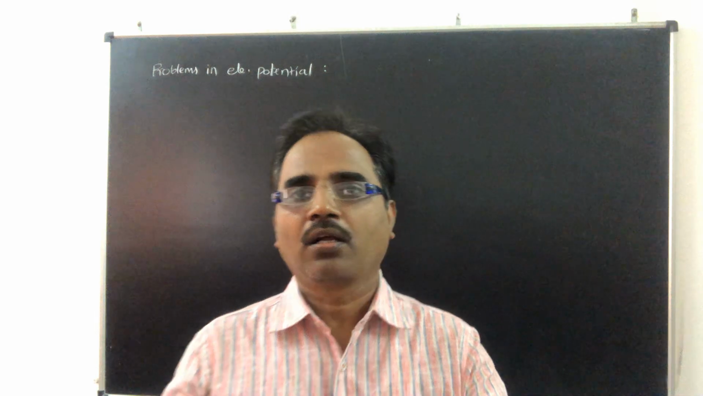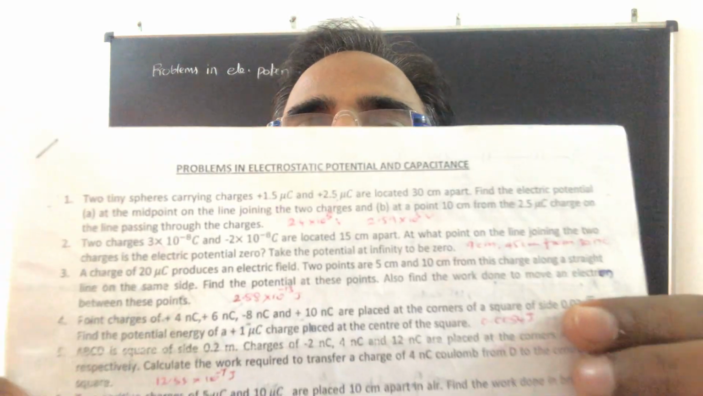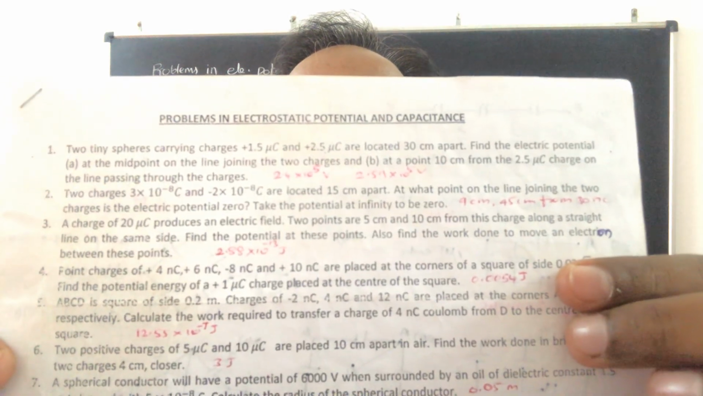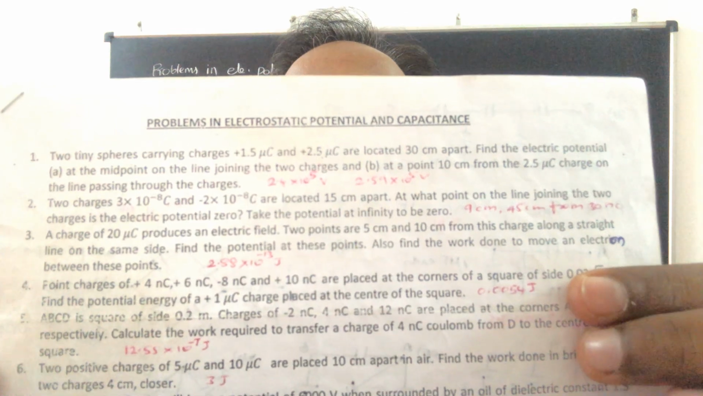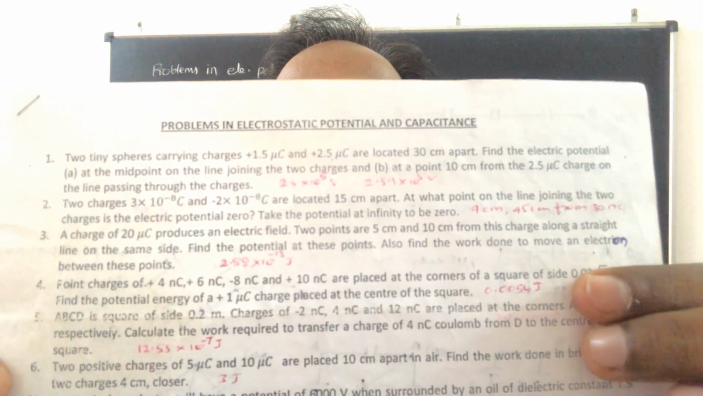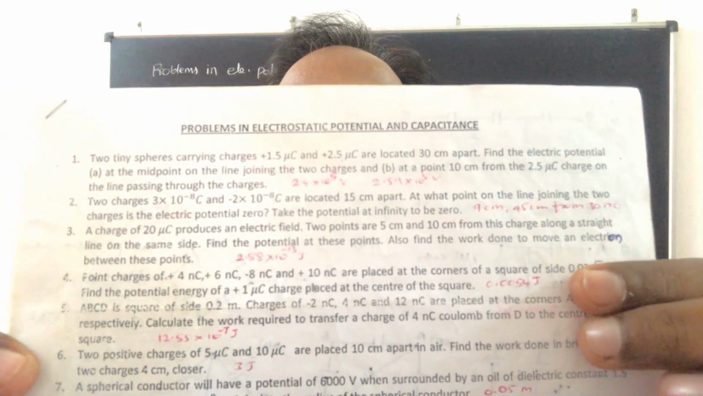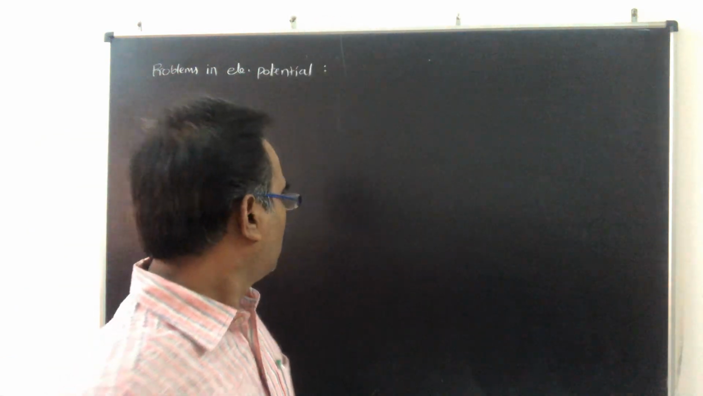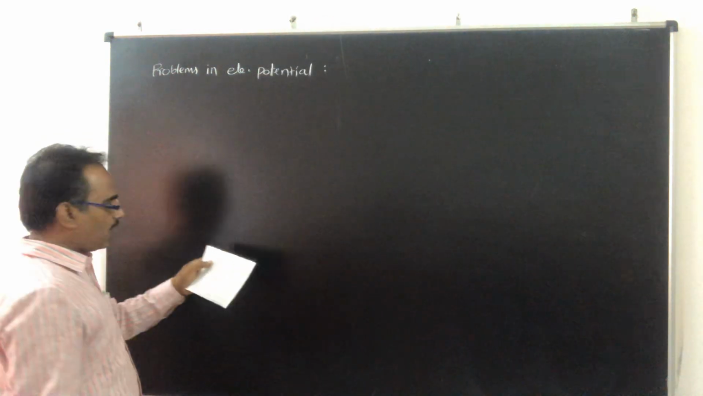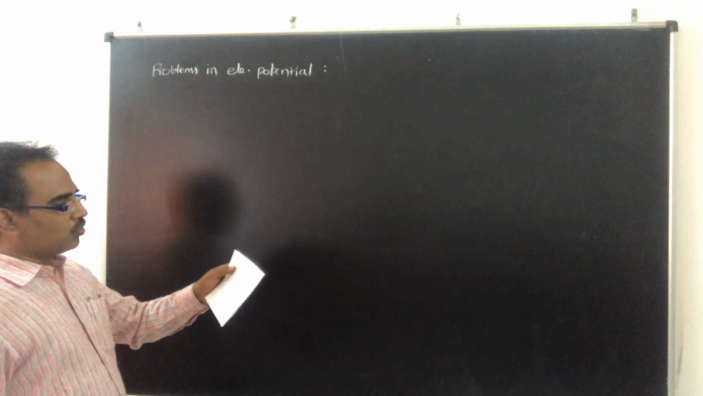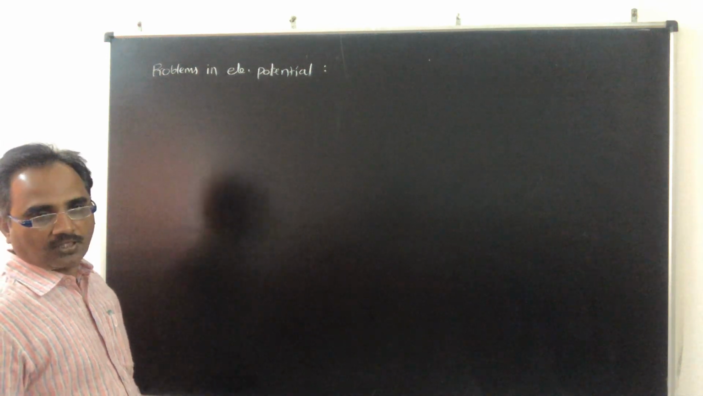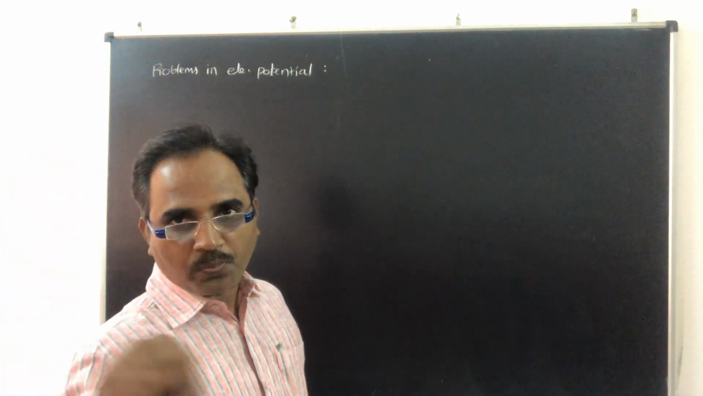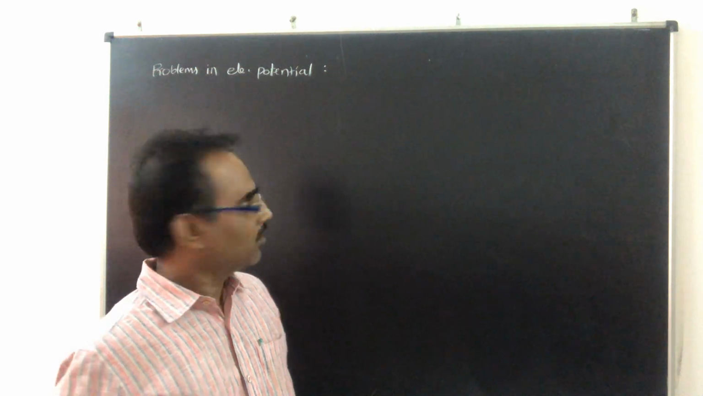You can read the problem here. First problem. Just pause the video and read the problem once and then try to solve it. So, according to the problem given here, there are two tiny spheres having charge. You know that a charged sphere acts like a point charge.